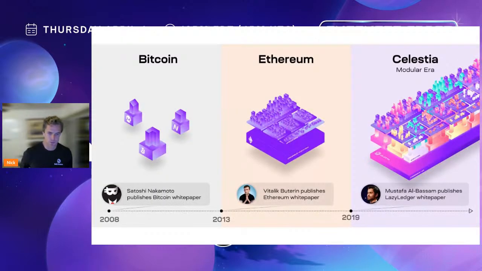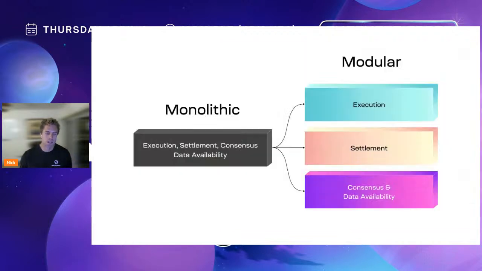And so that brings us to the third stage of the evolution of blockchain architectures, which is the advent of modular blockchains. In 2019, Mustafa Al-Bassam, who's the co-founder of Celestia, published the Lazy Ledger white paper. Celestia, for those of you who don't know, was originally called Lazy Ledger. And in that paper, he described a totally new way of thinking about how blockchains work and can be built. And essentially, the key word is modular.